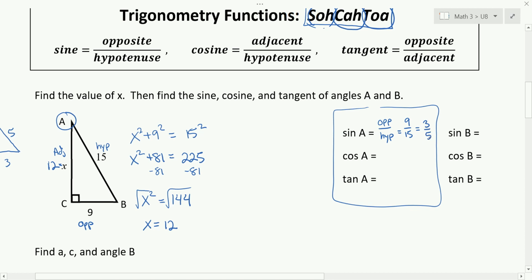Okay. Cosine is the adjacent over hypotenuse. And so that would be 12 over 15. Reduced is 4/5. And the tangent is opposite over adjacent. Which in this case would be 9 over 12, and reduces to 3 over 4.